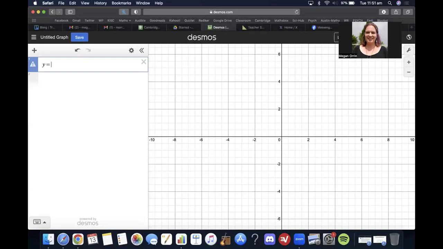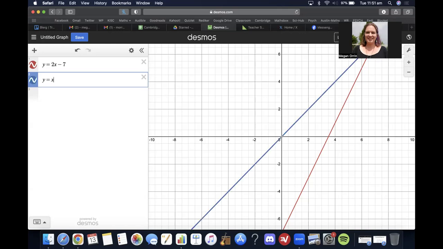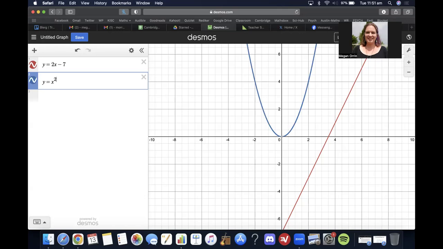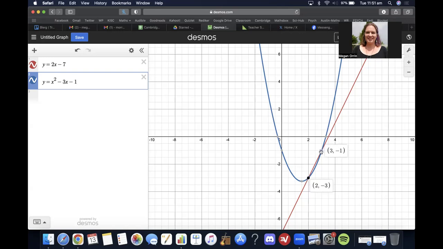So y equals 2x minus 7. That was the first line. And the second one we had is y equals x squared minus 3x minus 1. So can you see those 2 points of intersection? Do they match what we said? Look at that. That is 2, -3, and that is 3, -1. Yay. Oh, thank you. Thank you.